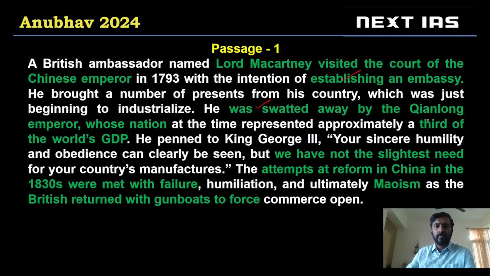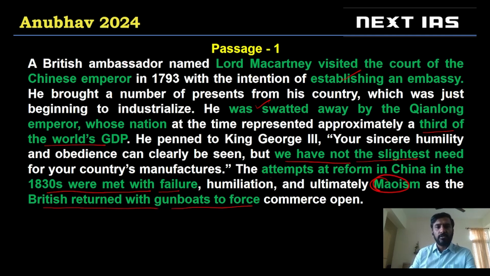The Chinese emperor said, we have a lot of money, we don't need you. A third of the world's GDP belonged to China. Okay, so we have not the slightest need of your country's manufacturers. The attempts at reform in China in the 1830s were met with failure. So China tried to reform itself in the 1830s. It was met with failure. Ultimately, Maoism took over in China, and the British returned with gunboats to force commerce.